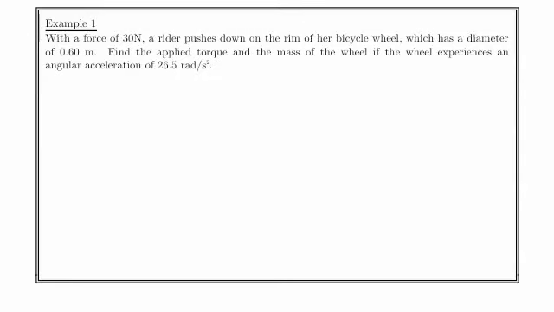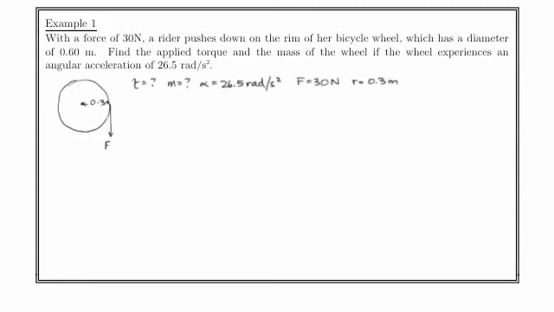Here's an example. With a force of 30 newtons, a rider pushes down on the rim of her bicycle wheel. We'll assume with her hand. The wheel has a diameter of 0.600 meters. Let's find the applied torque and the mass of the wheel if the wheel experiences an angular acceleration of 26.5 radians per second squared. Here's a little diagram of the bicycle wheel. The force is acting perpendicular to the radius, and the radius would be 0.6 divided by 2, so 0.3. Those are our knowns and our unknowns.